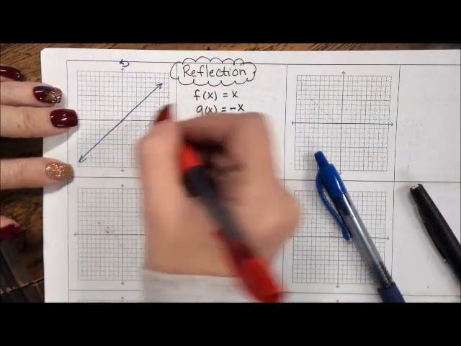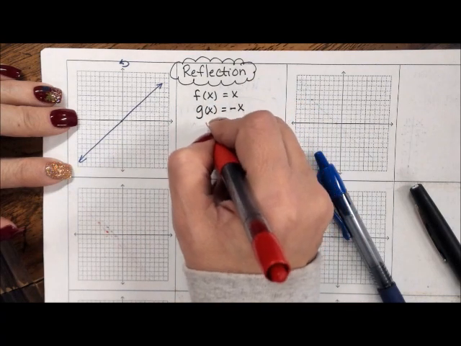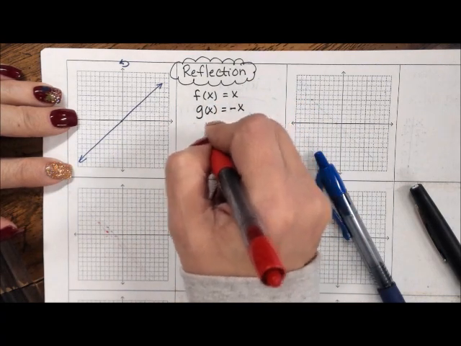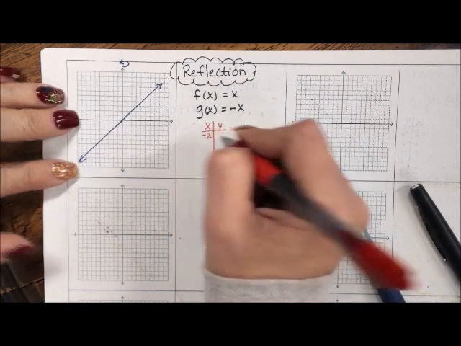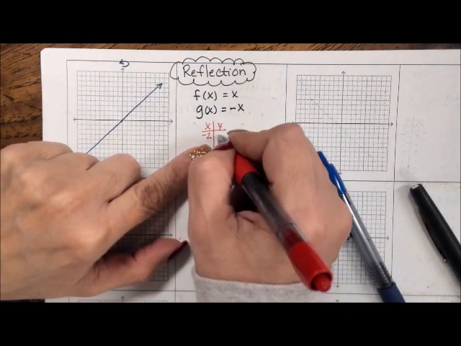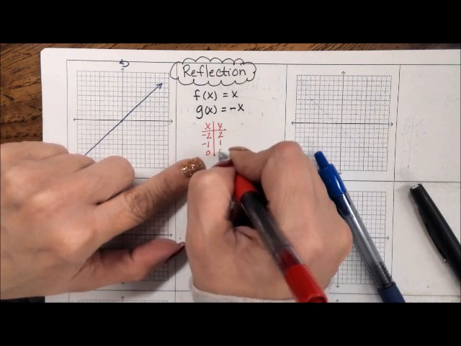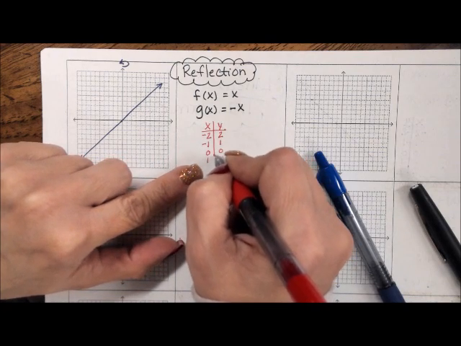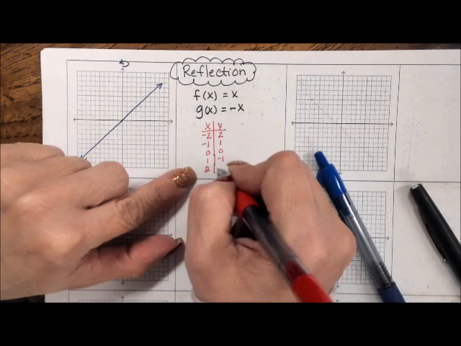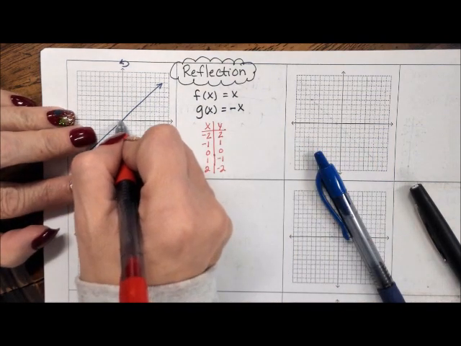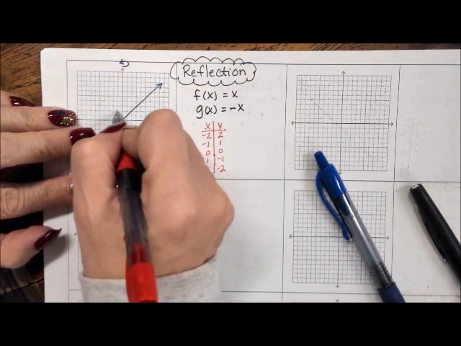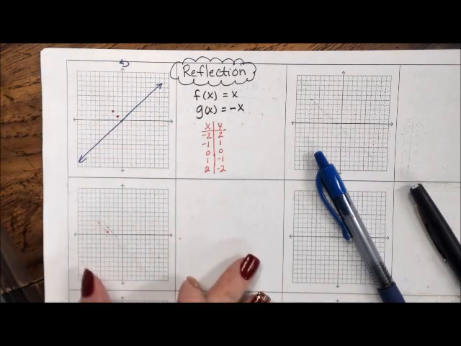So let's think about it like this. If I have -2, the opposite of -2 would be +2. -1 would become 1, 0 would become 0, 1 would become -1, and 2 would become -2. So it goes back the other way. -1, 1, -2, 2.